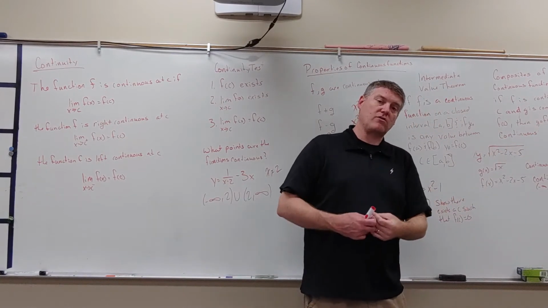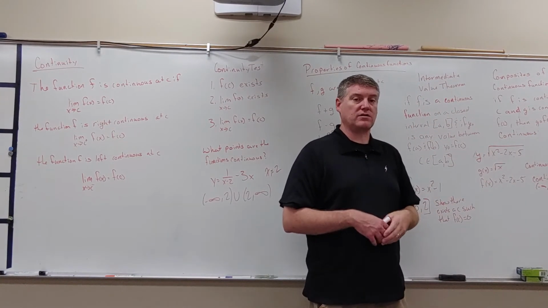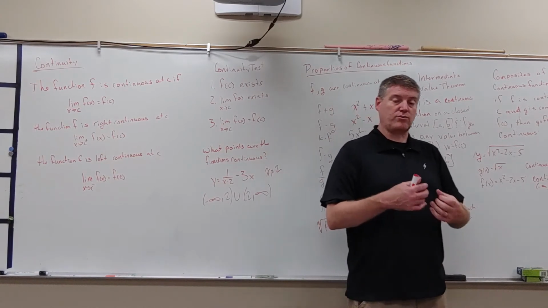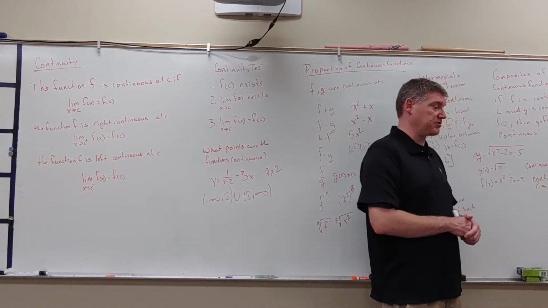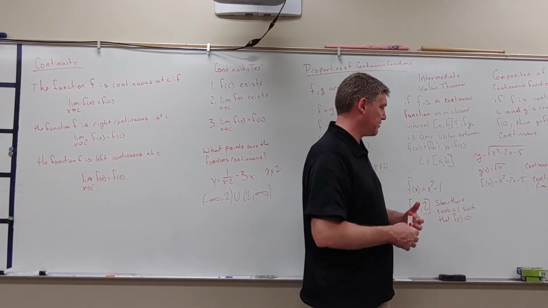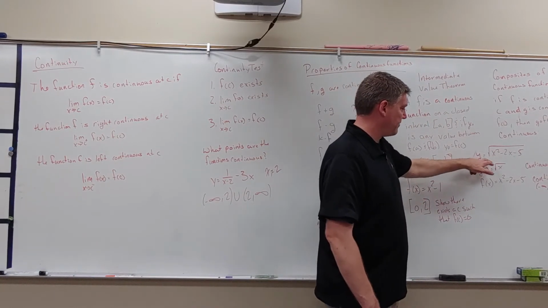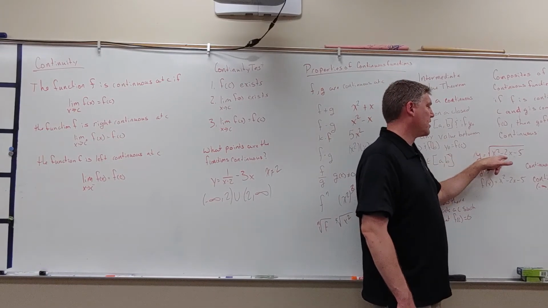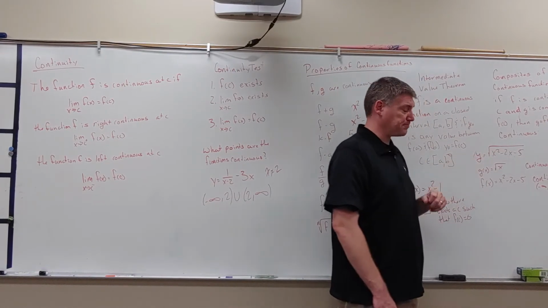So if I know that the inside part is continuous at a point, and I know its range, or its y value, is continuous in my outer one, I know it's continuous. So here's my composition of functions. I have y equals the square root of x squared minus 2x plus 5.